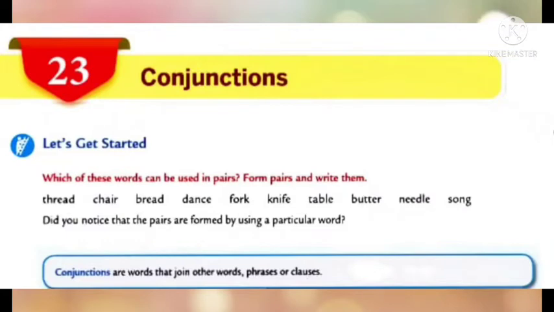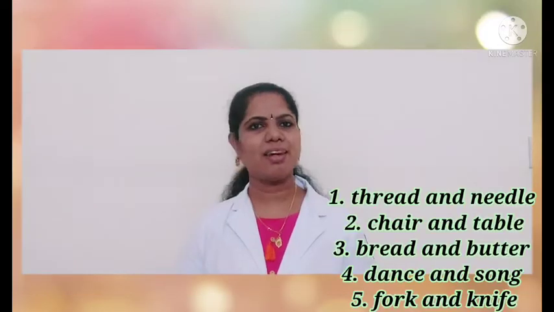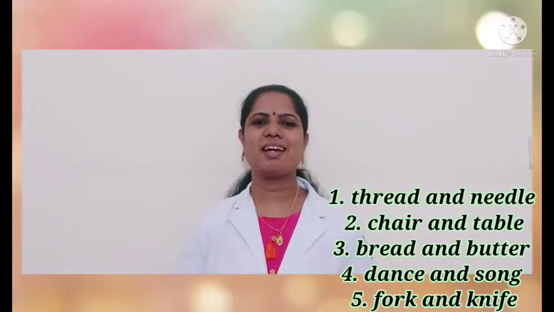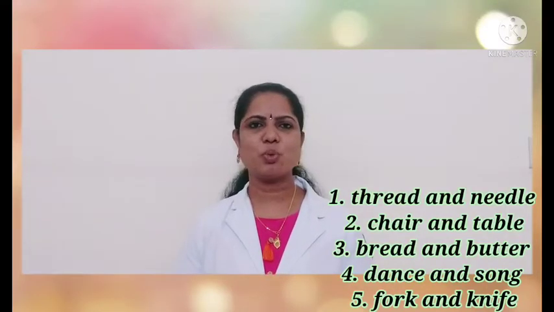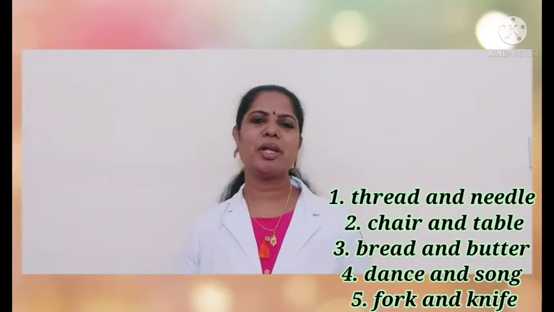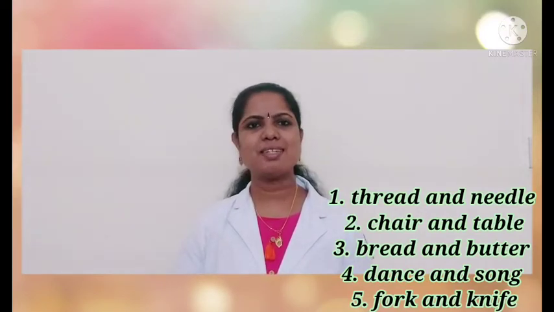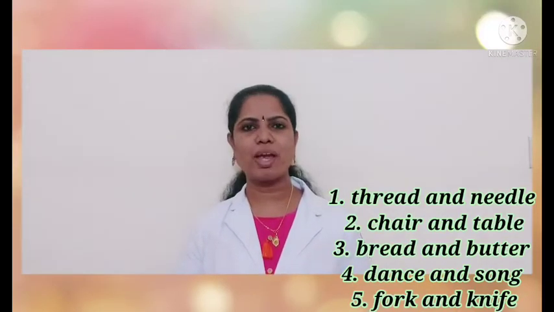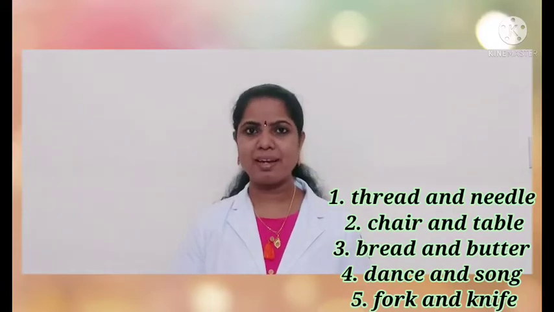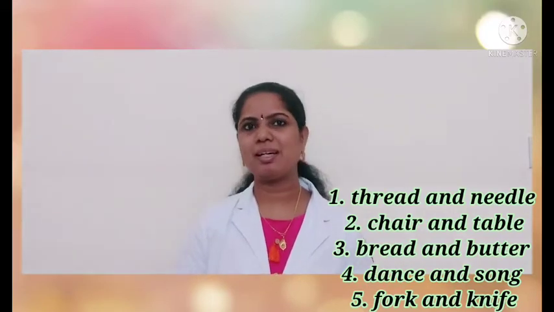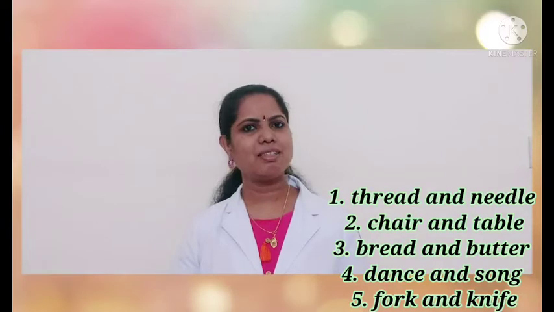Look at the first word, that is thread, right? Which word can be connected to the word thread? We can say thread and needle. Look at the next word, chair. Chair and table. Now, dance, dance and song. What about fork, children? Fork can be connected to the word knife. Fork and knife. What about bread? Bread can be connected to the word butter. So we can say bread and butter.